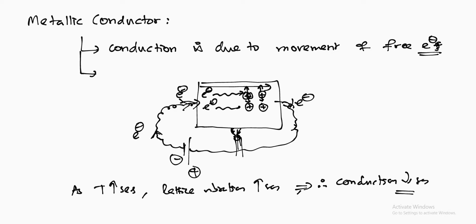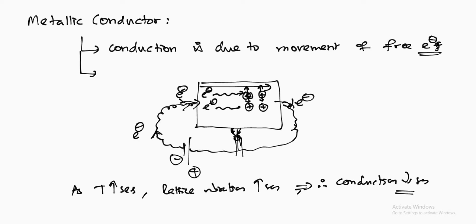But what happens is that as the temperature increases, the positive ions in the lattice start to vibrate. Depending upon the temperature, if the temperature is low, the vibration amplitude is less. But if the temperature increases, they vibrate with a larger amplitude. Therefore, this vibration obstructs or prevents the free flow of electrons.